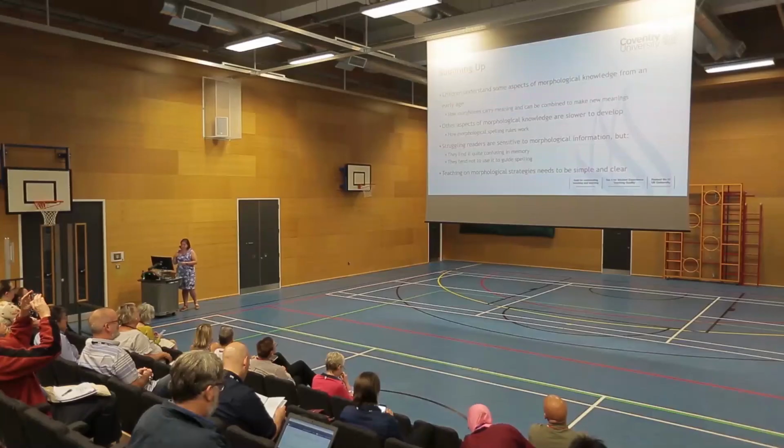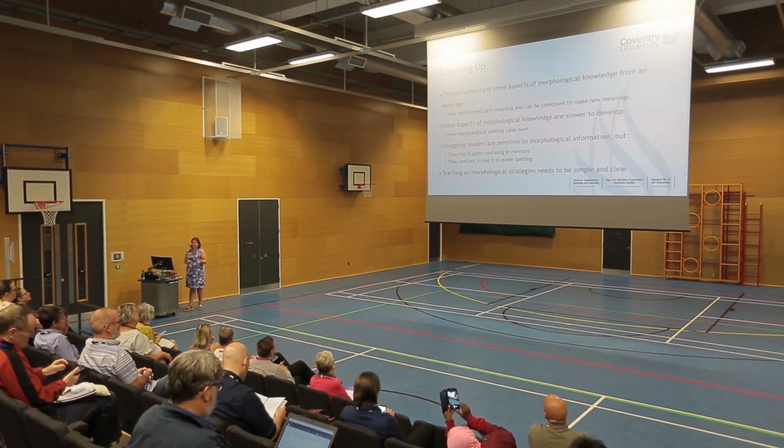So, just to sum up, I think the children understand morphological knowledge from an early age, and they understand how morphemes carry meaning and can be combined to create new meanings. Other aspects are slower to develop, particularly how morphological spelling rules work. We could be more explicit about how we teach those in school. And struggling readers are sensitive to morphological information, but they tend to find it quite confusing, and they tend not to use it to guide their spelling. So when we're teaching morphological strategies, we really need to think about how we can be simple and structured and clear in providing guidance.